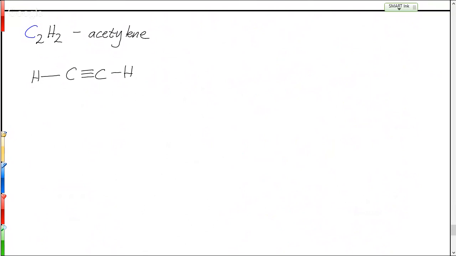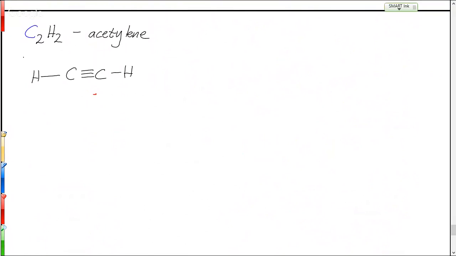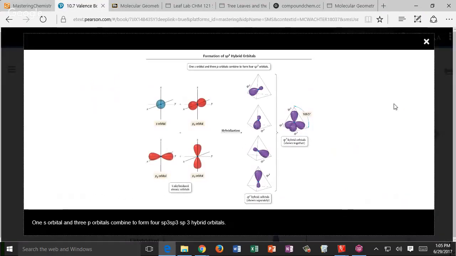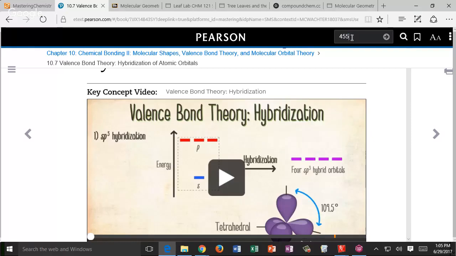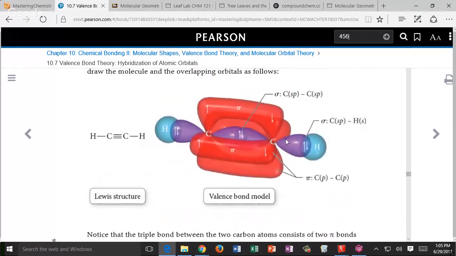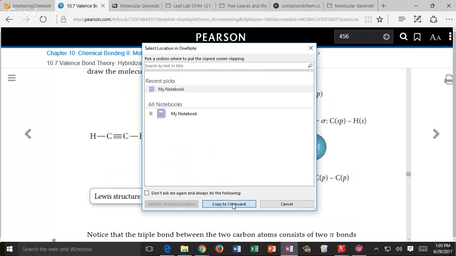Do we have a picture here? Yeah. So this triple bond in the middle is one sigma bond and two pi bonds. And rather than try to draw this, which is going to get super messy, let me copy the picture from the book. So that's what it looks like. We'll go through what that means.